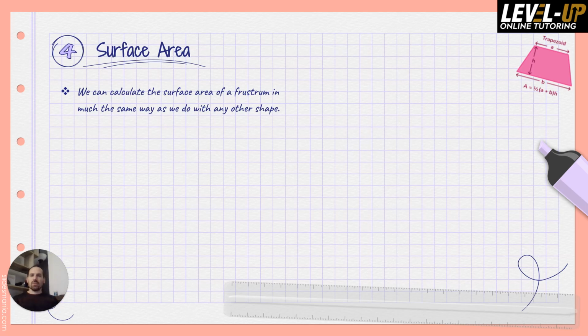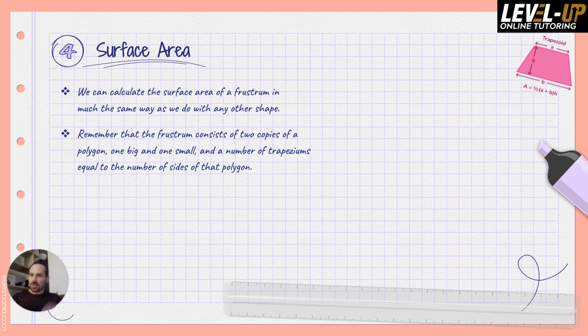Right, so if we calculate the surface area of a frustum this time, we do it in the same way we do many other shapes. Remember that a frustum consists of copies of a polygon on the base and the top, typically a square-based polygon, a square-based pyramid. So it's going to be squares, one bigger one and one smaller one, and then a series of trapeziums going around the edge.